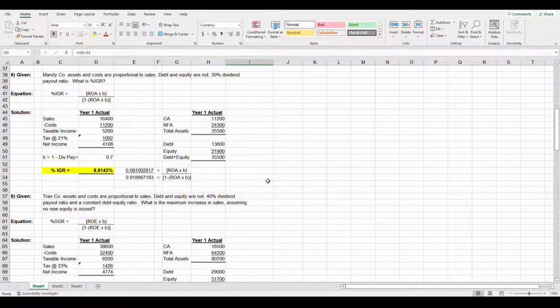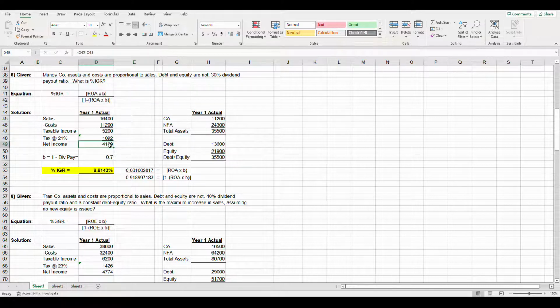What is the rate at which I can grow my company without any plug whatsoever? No plug, and we see the equation for that is ROA times B. Internal growth rate is ROA times B, divided by 1 minus ROA times B. So let's look at the ROA. How do I do ROA? How do I do return on anything? Return on anything is net income over anything. So return on assets is net income over assets.